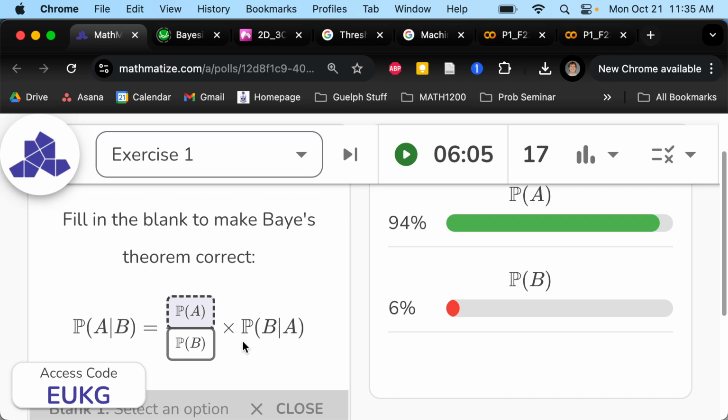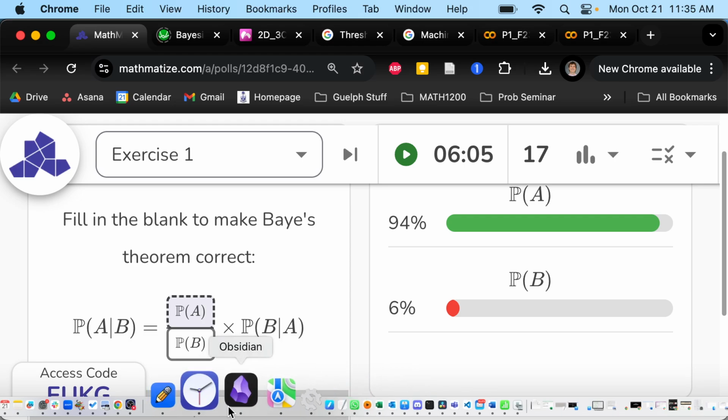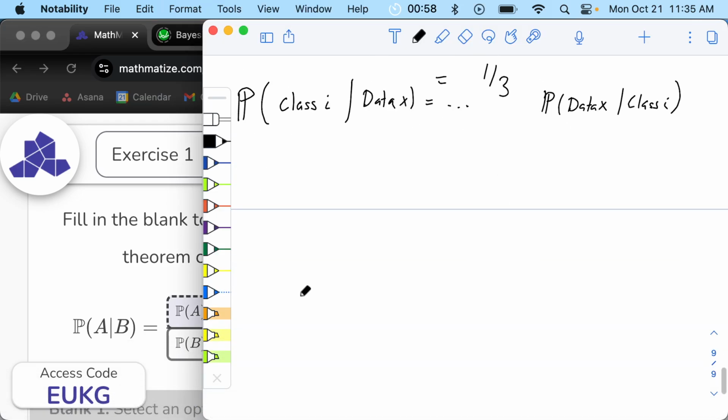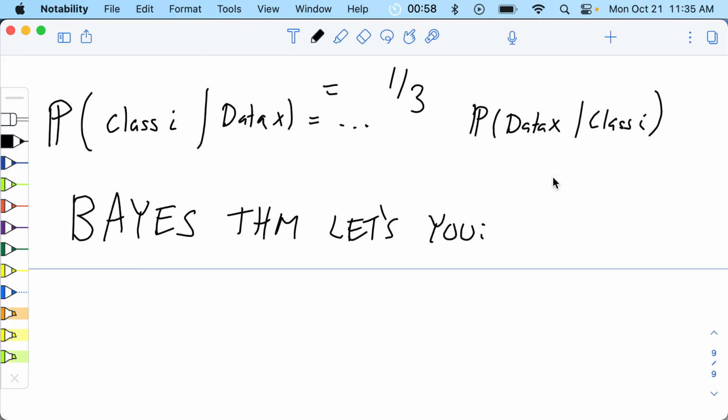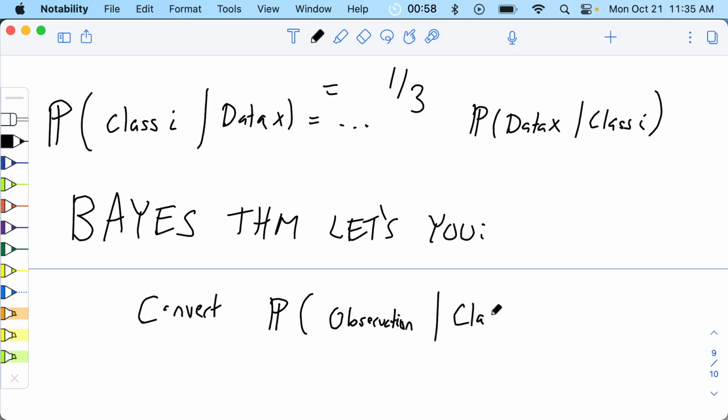So let's go with what we had last time. Last time we were working on this silly coin flip problem with the double-sided coin. And so Bayes' theorem, what does it do? It converts the probability of the data, or the observation, given the class, into the probability of the class given the observation. So that's how we're going to use Bayes' theorem.